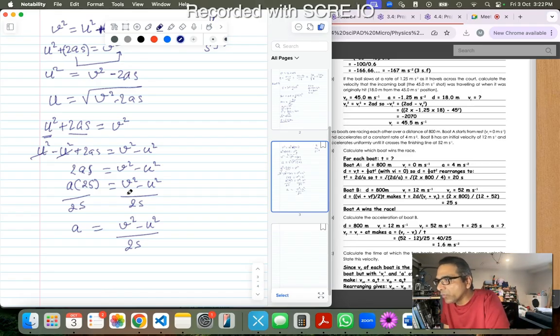So this is how you are going to rearrange all these equations. Got it? Cool.